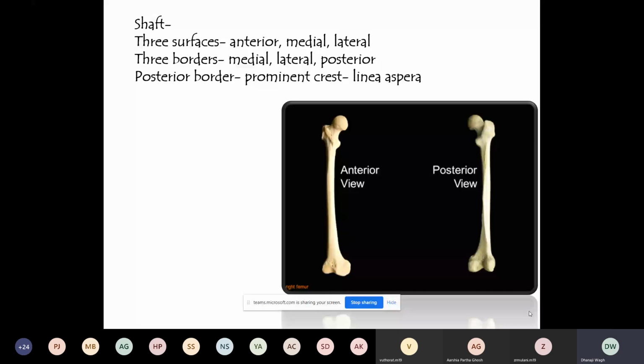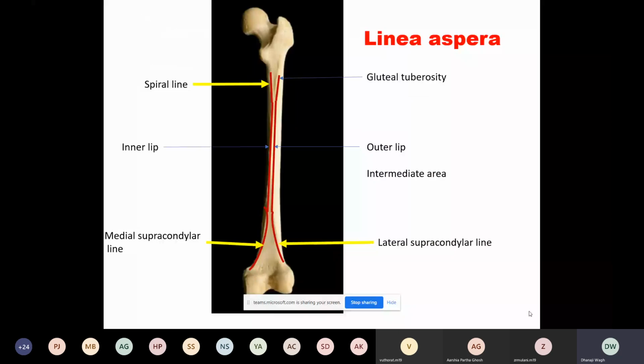It has three surfaces: anterior surface, medial surface, and lateral surface. It has three borders: medial, lateral, and posterior border. On the posterior border, there is a prominent crest, that is called the linea aspera. On the posterior, you can see this prominent ridge-like structure is the linea aspera.